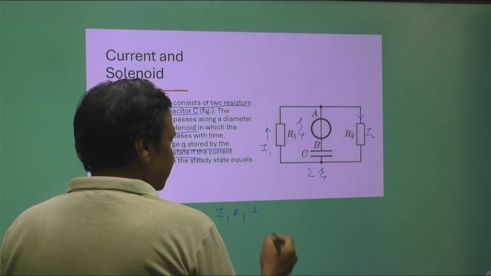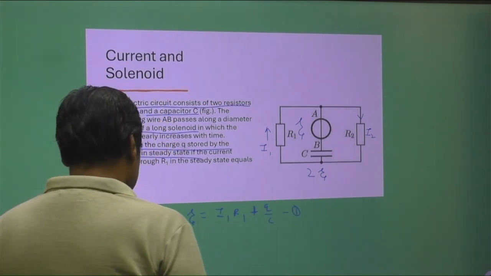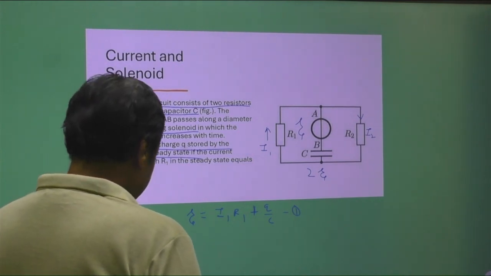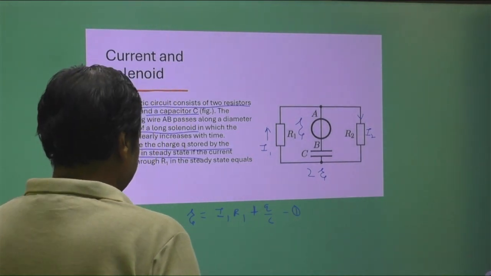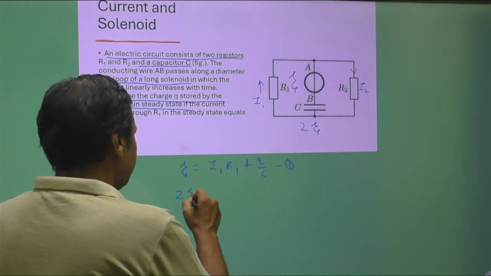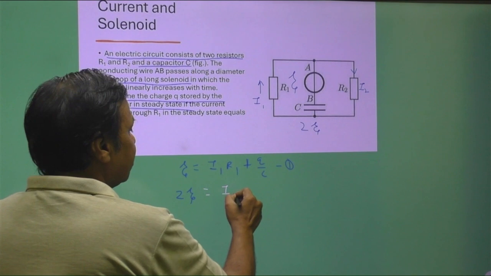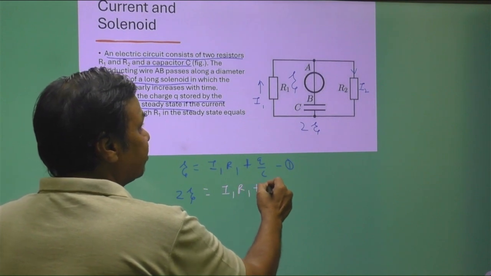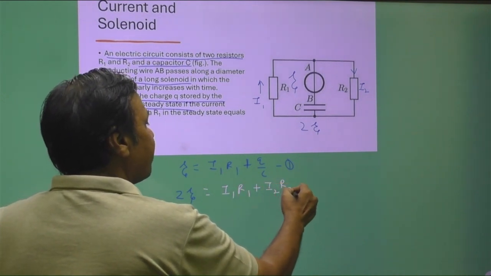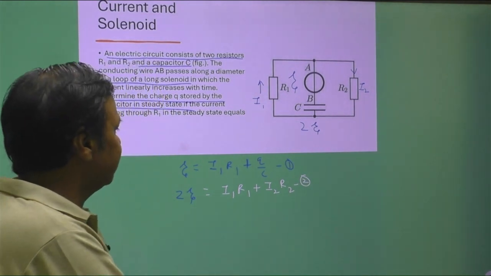This should be your equation number 1. And for the whole loop, you can write 2E equals I1 R1 plus I2 R2. These are the two equations you got. And we have 3 unknowns.